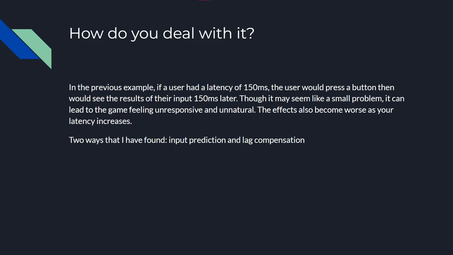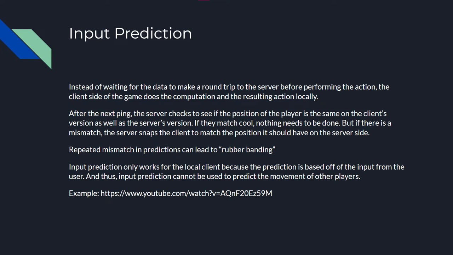However small that might be, it could cause the game to feel unresponsive and unnatural. And obviously, as your ping increases, the unnaturalness of that delay gets even worse. The two ways that I have researched to show you how to deal with this are input prediction and lag compensation. So in input prediction, instead of waiting for the data to make a round trip back to you before you start moving, the game takes the input from your keyboard and mouse or whatever your peripheral device is, and then does its own computations locally to update your position.